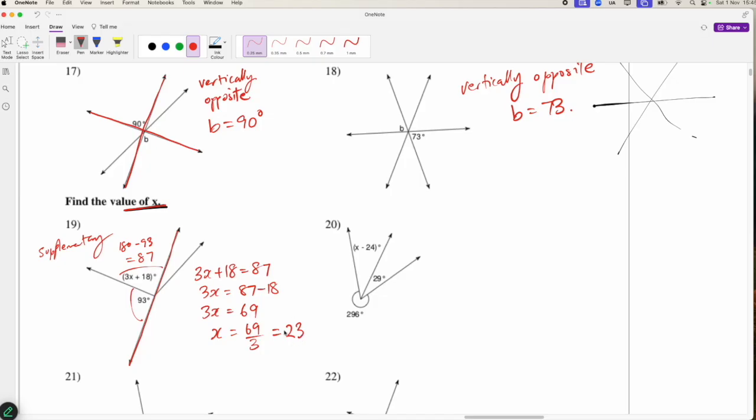This is not 23 degrees. The angle is not 23. The angle is 87. We're just finding what x is. X is just a part of the angle.